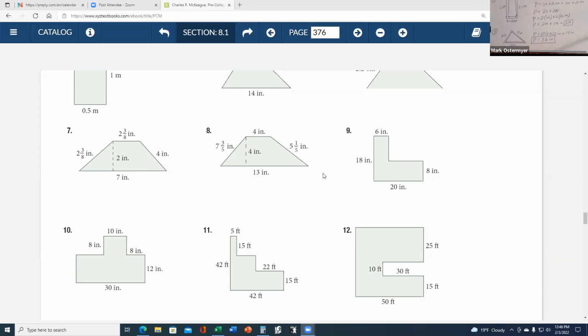This shape, ladies and gentlemen, is called a trapezoid. Not a trampoline. I didn't say trampoline, I said trapezoid. So problem number 8, we have a trapezoid here.